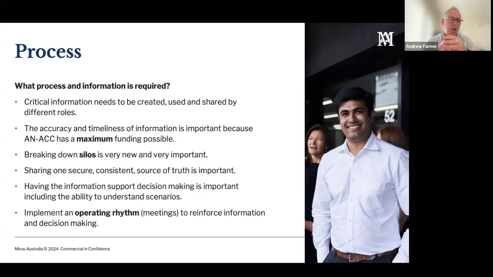So breaking down silos is new and important. Making sure that these people in different roles, in admissions roles, in rostering roles, in funding roles, are talking to each other. And the best way to get them talking to each other is to get them looking at the same information, sharing one secure, consistent source of truth. So everyone's looking at the same information.